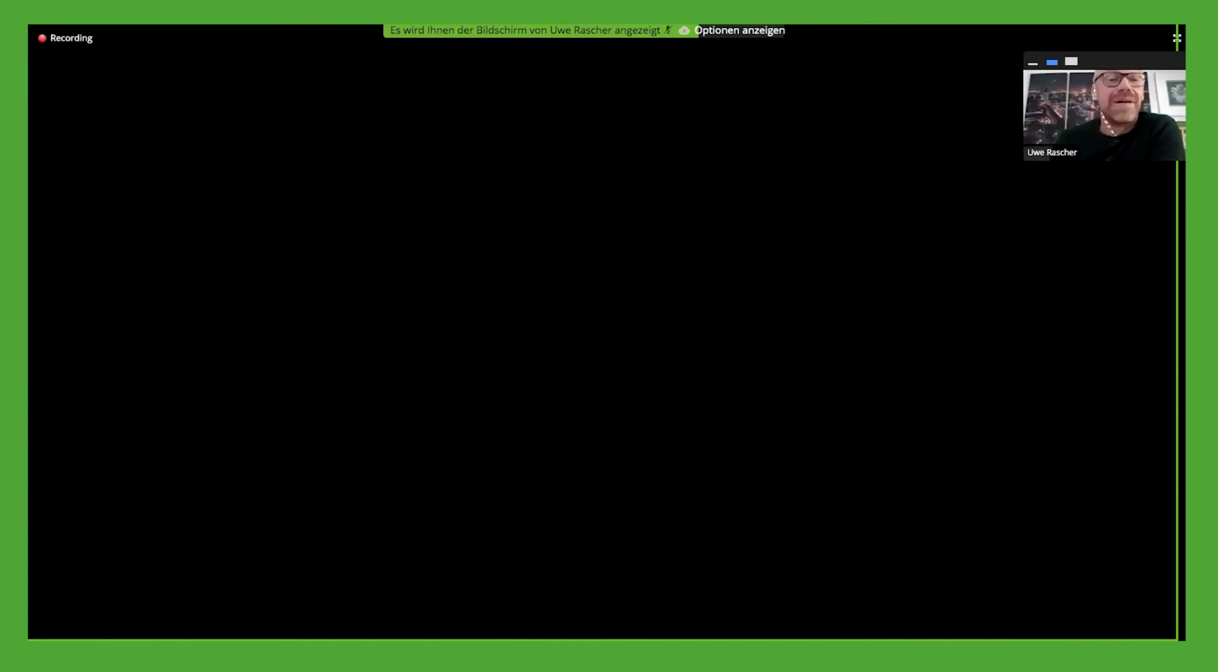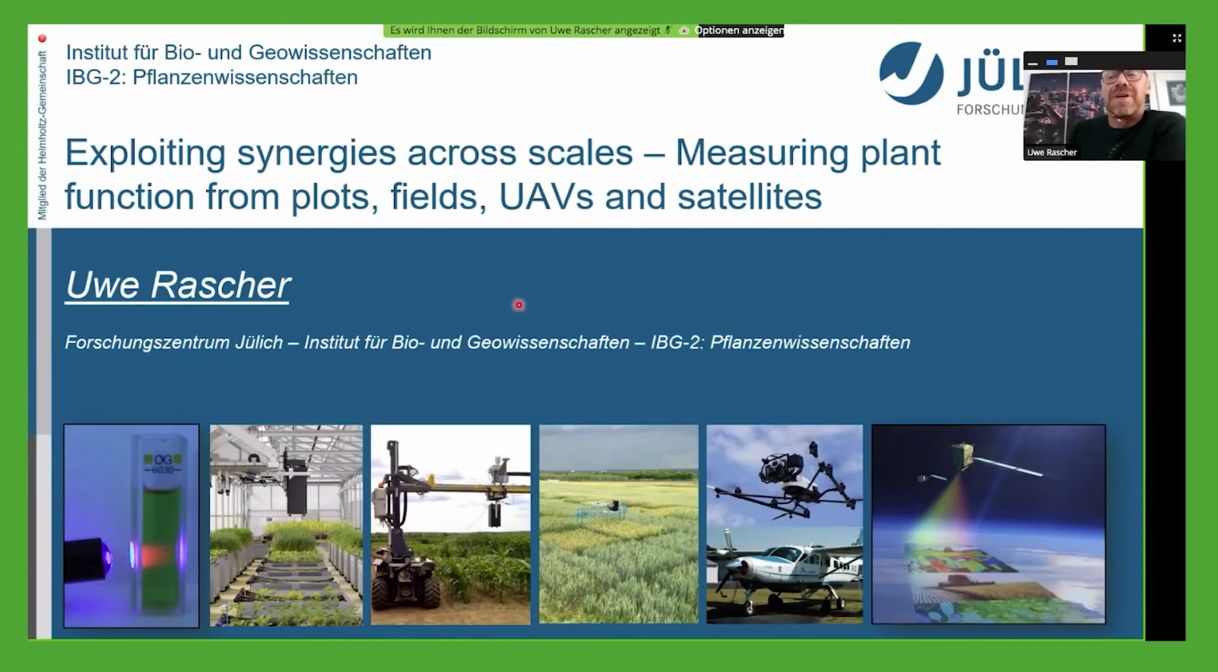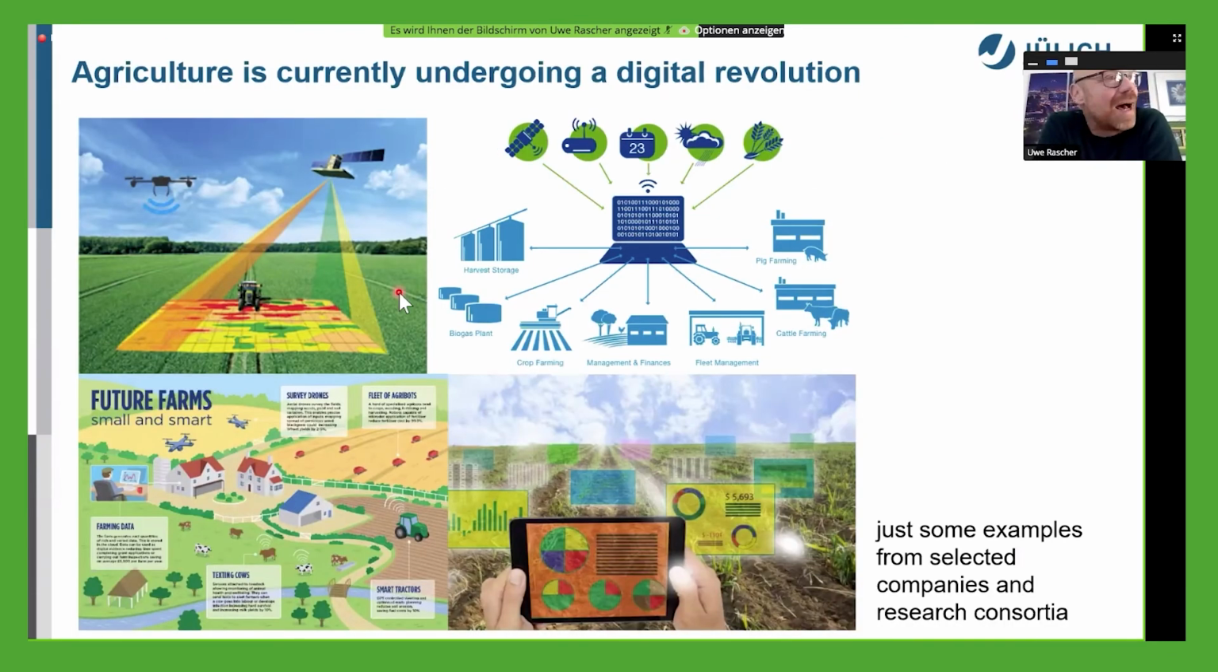I'm also working at the Forschungszentrum Jülich, and I am also affiliated with the University of Bonn at the agricultural faculty there. For the next 8 minutes, as Roland already said, I would like to talk about scales in measuring plant functions. I would like to give you a journey from the plots or the single plants up to the satellites. By doing so, I would like to pick up some of the thoughts which were already prepared by David's talk.